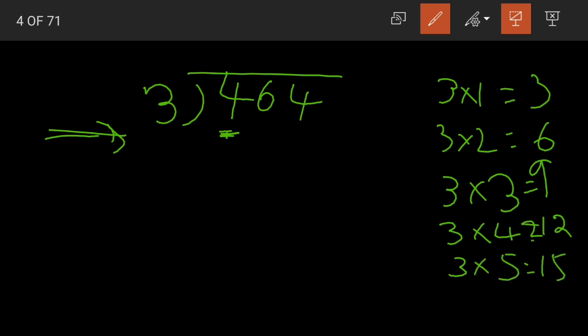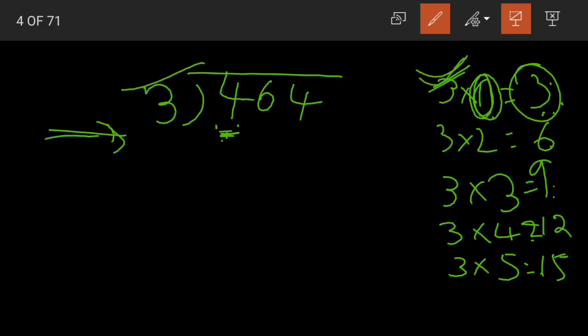Now coming to 4. Does 4 come in the 3 table? No. Do we have any number which is less than 4 in the 3 table? Yes, we have 3. So 3 ones are 3. This 1 here becomes our quotient, written on top. 3 ones are how much? 3. Subtract. 4 minus 3 becomes 1.